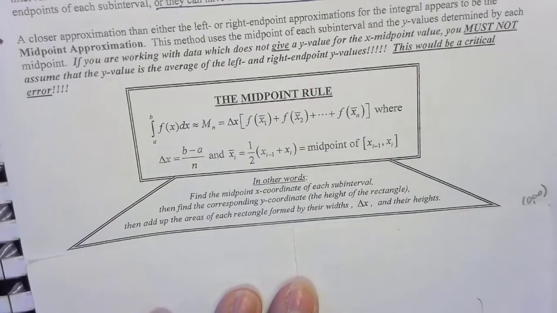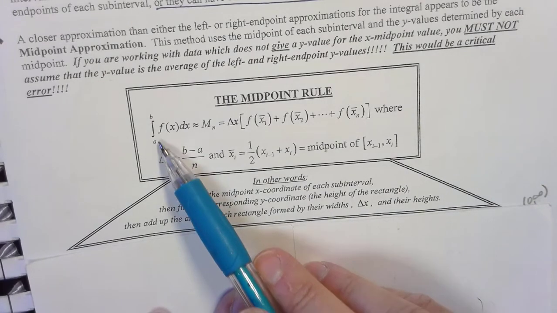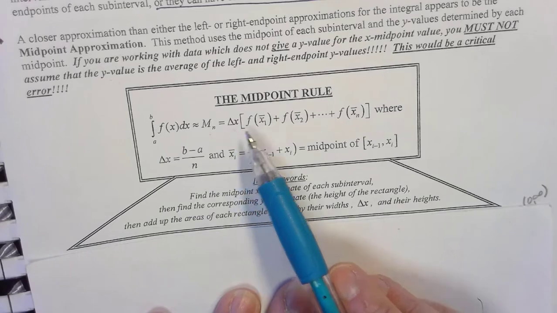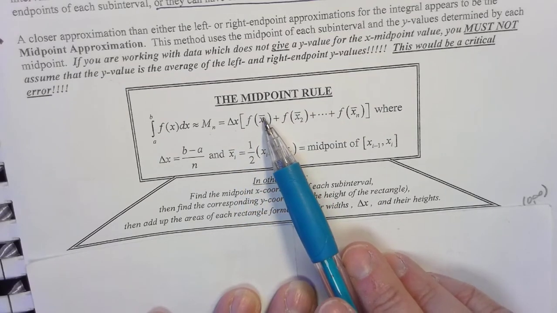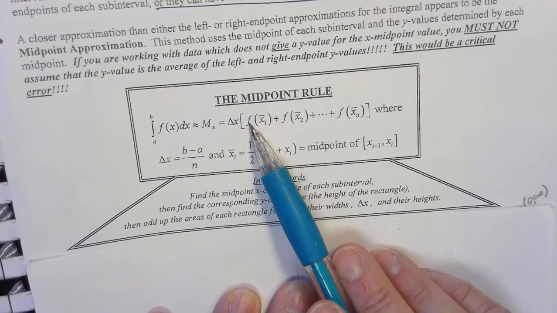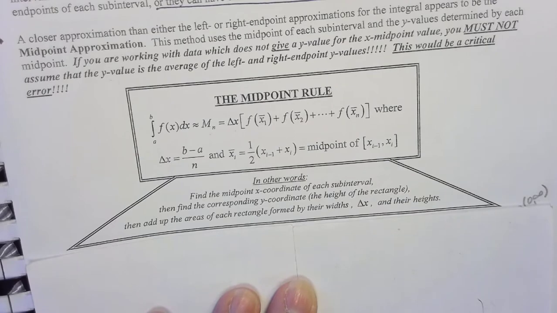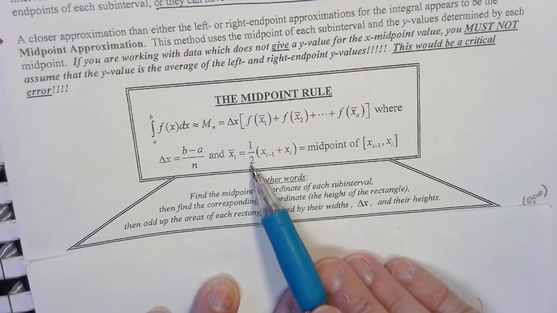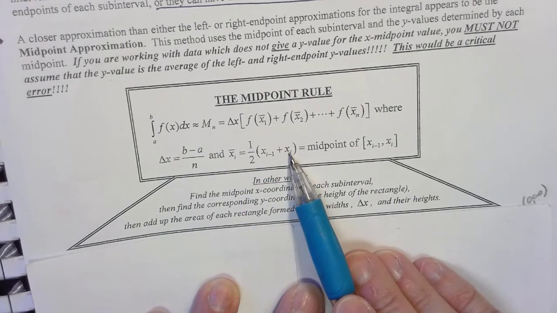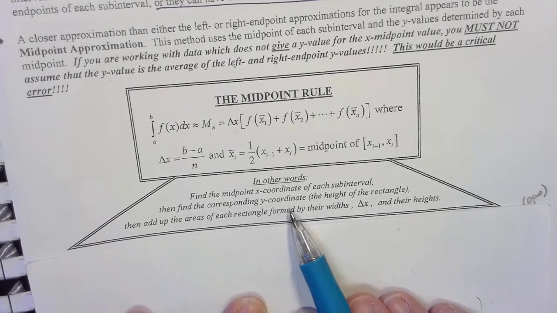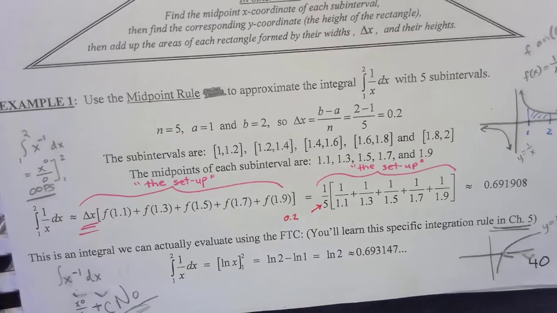So this rule looks really terrible, but it's not. It's just that we're going to approximate the integral by midpoints. So this is the standard delta x. Each rectangle is the same width. And then that line above the x means the midpoint or the average. So evaluate at the midpoint of the first subinterval, the second subinterval, and so forth. And your delta x, of course, is b minus a over n. And your x_i bar is 1/2 the next x plus the current x. In other words, find the midpoint of each subinterval, then find the corresponding y coordinate, then add up the areas. Okay, this is not hard.